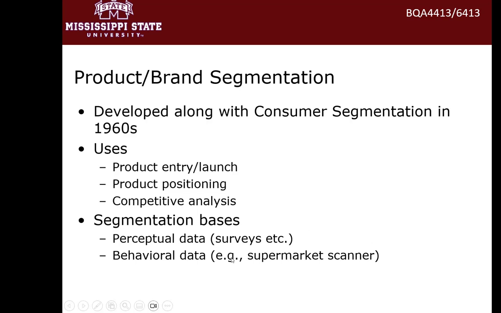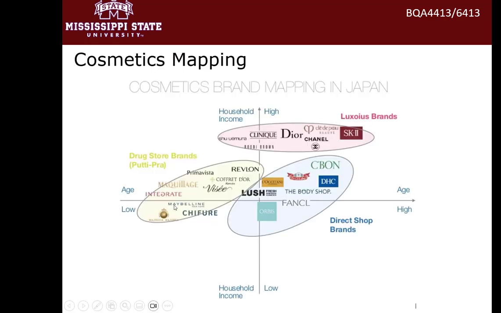I do have, for one of the class exercises, I'm not sure we'll get to it, some behavioral data on what foods people have in their households, and we could actually do a little bit of country segmentation there. But generally, for product and brand segmentation, we can look at what people think about a product. Obviously, if we're introducing a new product, we don't have behavioral data on that product. So we need to have some sort of perceptual data, maybe some sort of survey.